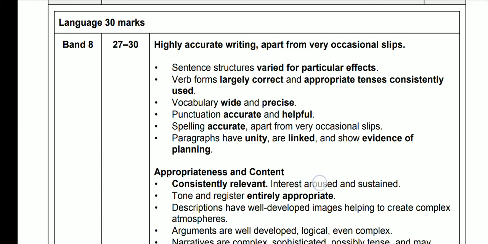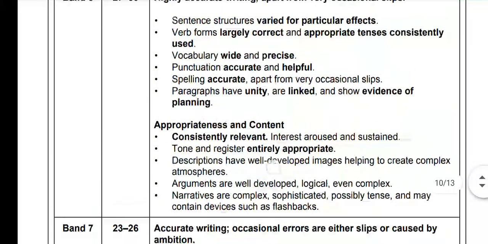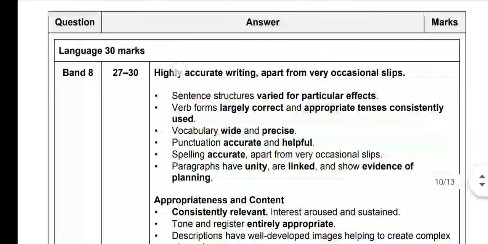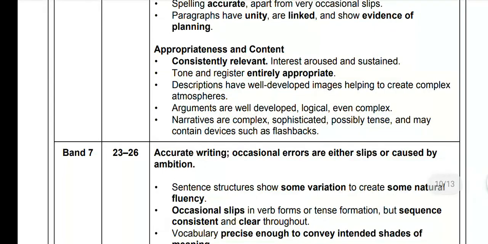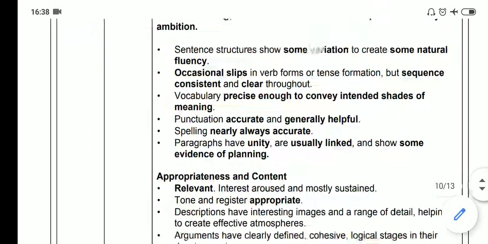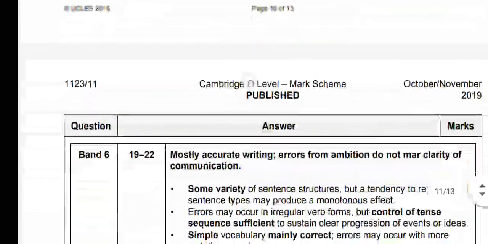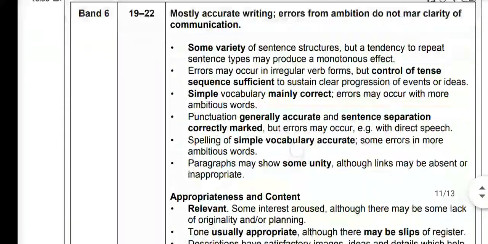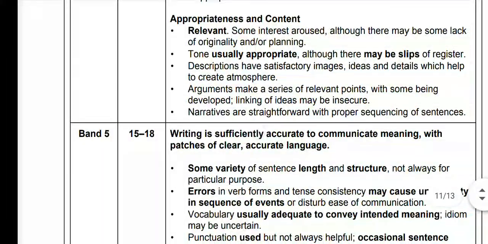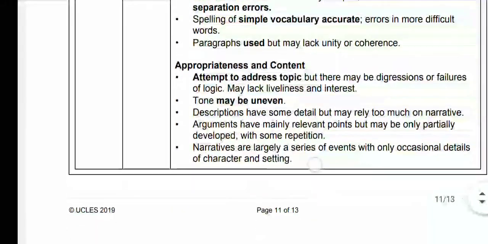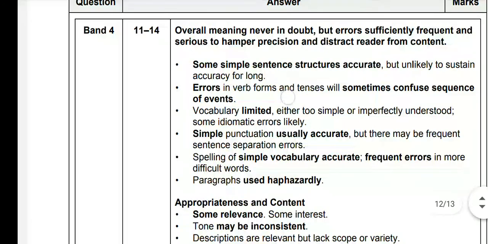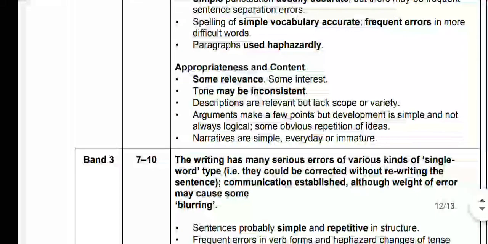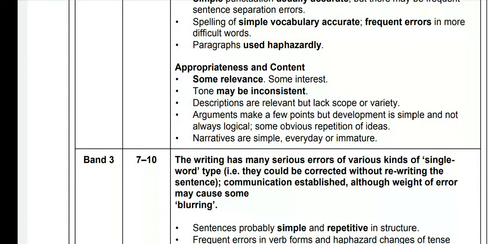Highly accurate writing: for the highest band, the writing should be highly accurate. For the 7th band, the writing should be accurate. For the 6th band, mostly accurate. For the 5th band, sufficiently accurate. For the 4th band, overall meaning never in doubt, but errors are frequent. So you keep on going down, and the expectations of the examiners also go down.